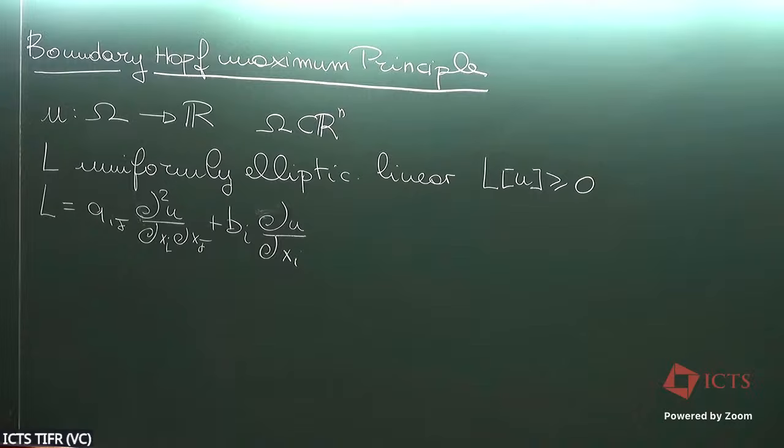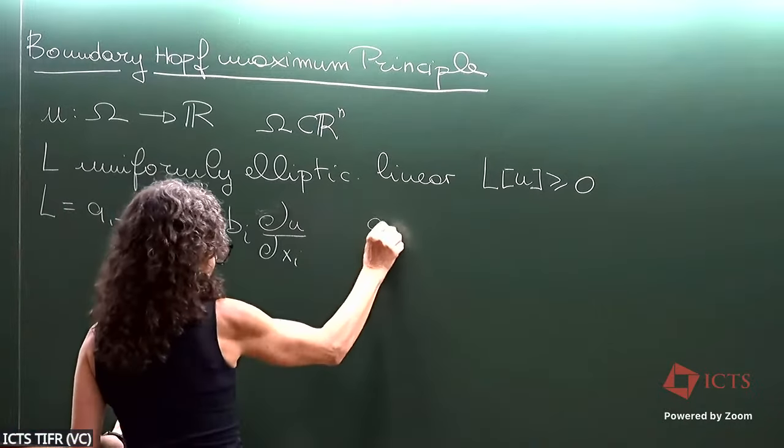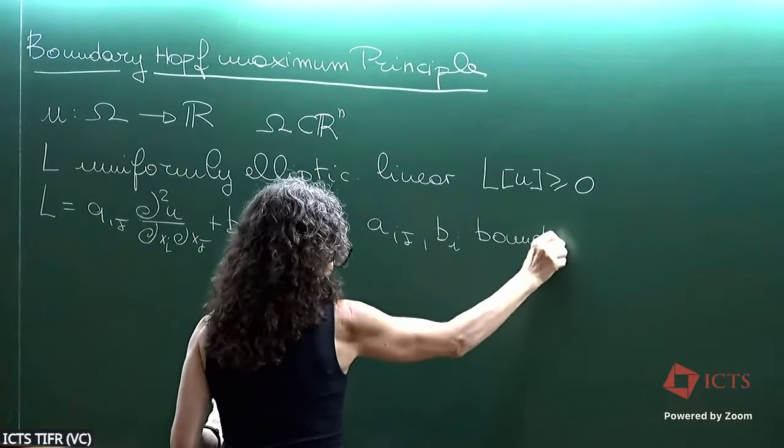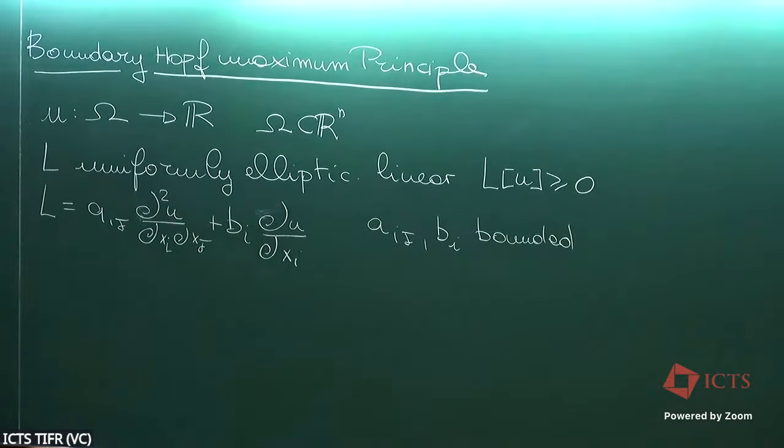And we assume, as usual, that a_ij and b_i are bounded. I'm going to be a little bit sloppy with the assumptions, we already did them last time. Okay, so we already know that u cannot have an interior maximum. So now, in order to take care of a boundary maximum, we have to define what an exterior derivative is.